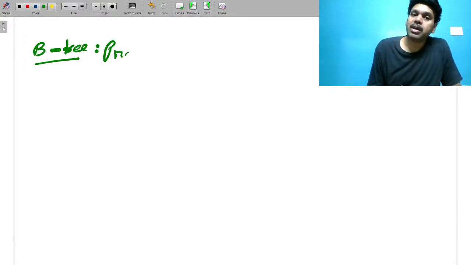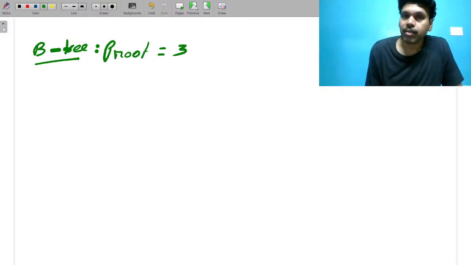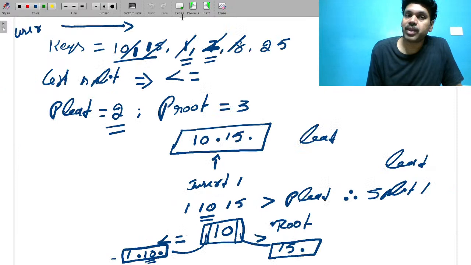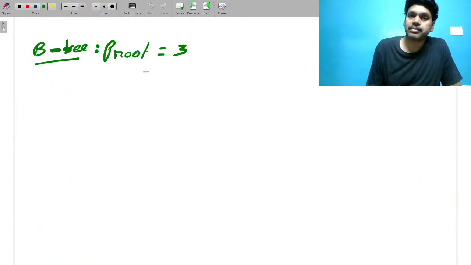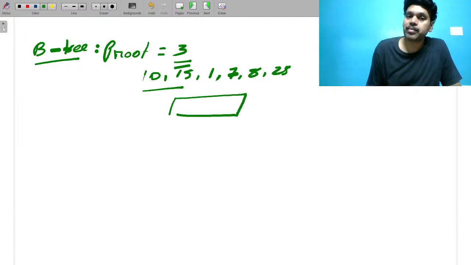I am taking order is equal to 3. Now what are your keys? 10, 15, 1, 7, 8, 25. So let us start to insert. 3 pointers means 2 keys I am able to insert. So 10 dot, 15 dot, here you need to maintain record pointers also. And 2 keys I have inserted.